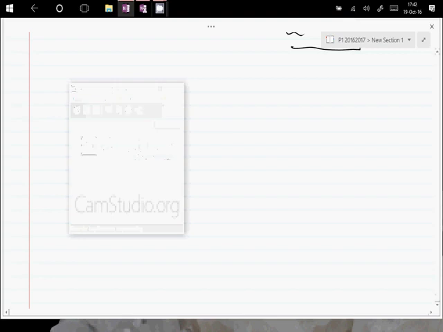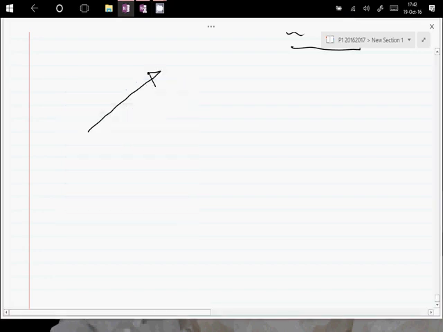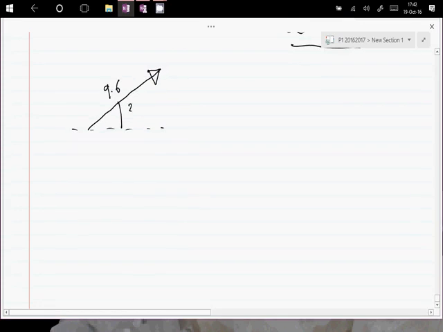Okay, so now that we know how to resolve forces, we're going to use them to add two vectors. And this is the way we're going to do it. I'm going to put a vector here. Looks like this is always my starting vector, 9.6. And the angle here is going to be, let's say, 31 degrees.